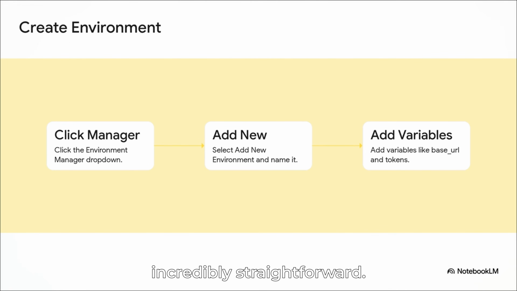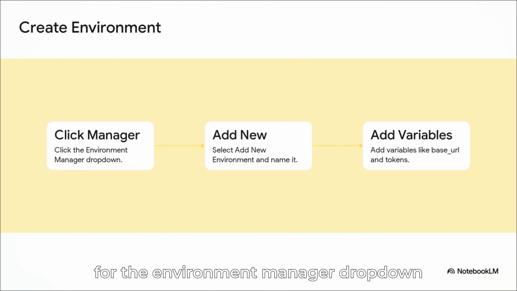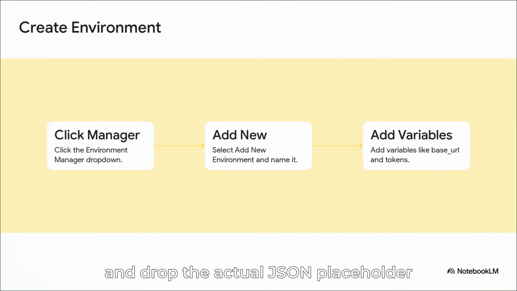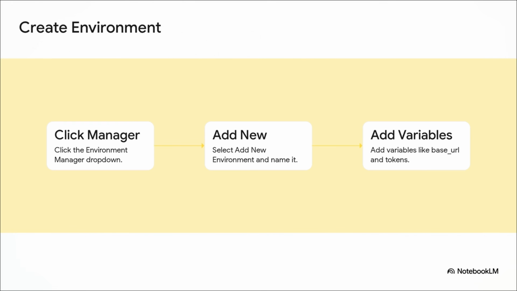It's actually incredibly straightforward. First, you just look up to the top right corner for the Environment Manager dropdown and give that a click. Second, select Add New Environment and name it something clear, like JSON Placeholder Staging. Finally, you'll see a table where you can start dropping in your variables. Add a key called base URL and drop the actual JSON placeholder URL into the value. Then, add another key for your access token and paste your staging token right in there. Save it, and boom, you have just created your first environment.